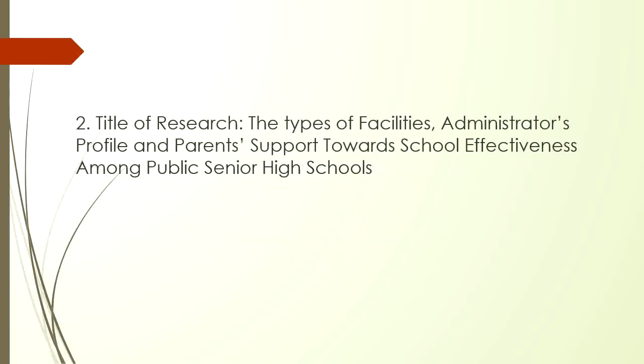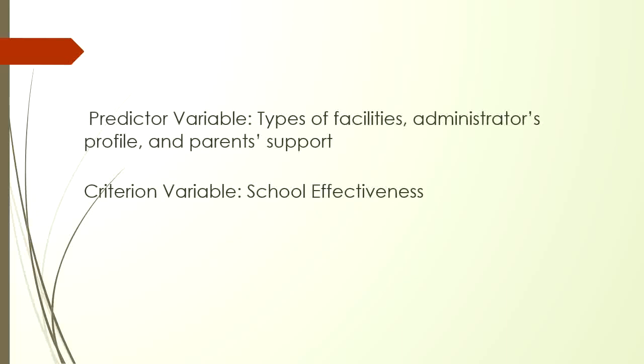Your turn. Can you identify the predictor and criterion from this example? Title of research: The types of facilities, administrators' profile, and parents' support towards school effectiveness among public senior high schools. Here's the answer. The predictor variables are the types of facilities, administrators' profile, and parents' support, since they affect the criterion variable, which is the school effectiveness.